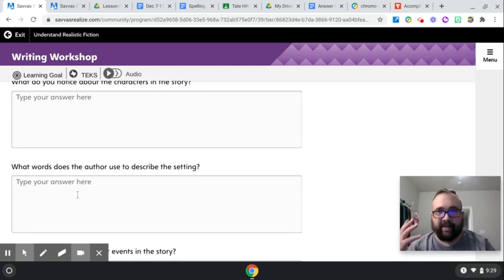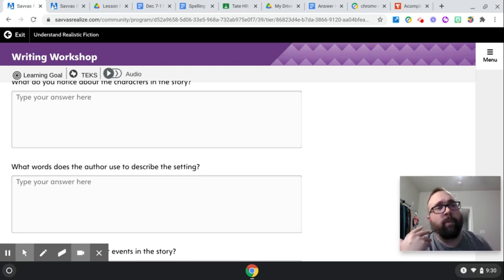Now, the second one. What words does the author use to describe the setting? Remember, the setting is the place and time of the story. Okay. Now, a story can have multiple settings. Some only have one setting. It happens in one place at one time. Some stories can happen at multiple places depending on the chapter, especially chapter books. They have multiple settings, okay?